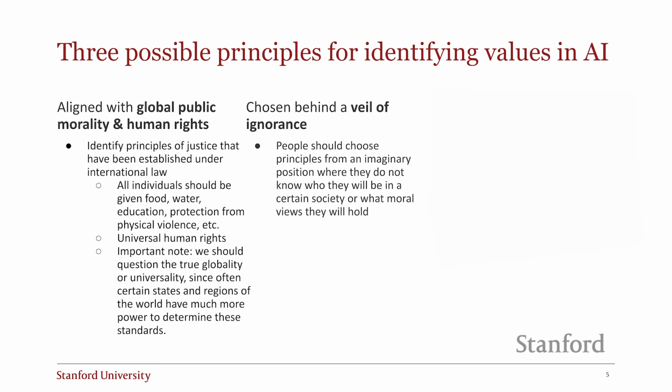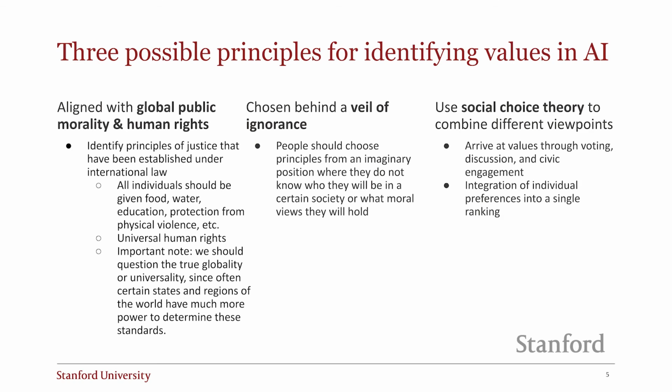The second is choosing values behind a veil of ignorance. The veil of ignorance is a thought experiment introduced by the philosopher John Rawls that asks people to consider a device that prevents them from knowing their own particular moral beliefs or the position they will occupy in society. So using the veil of ignorance, we might ask, what principles would people choose to regulate an AI system if they did not know who they were or what belief system they ascribe to? In other words, what principles or values might people select if they did not know for certain how the AI system would impact them? This principle assumes that people are risk-averse.